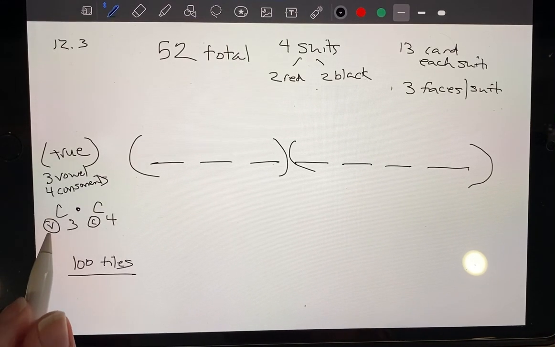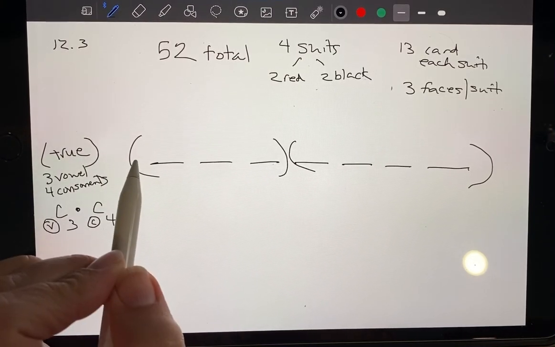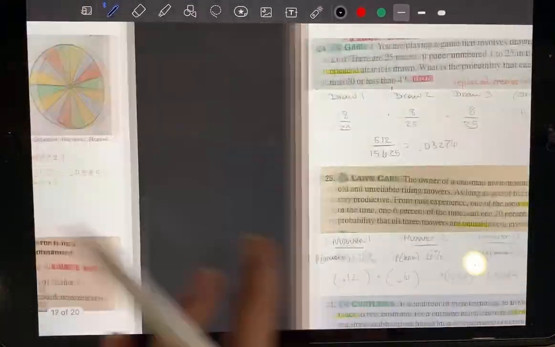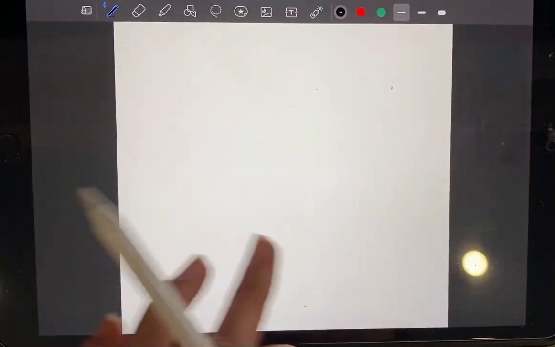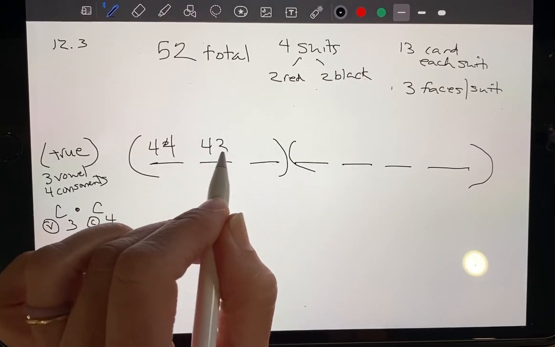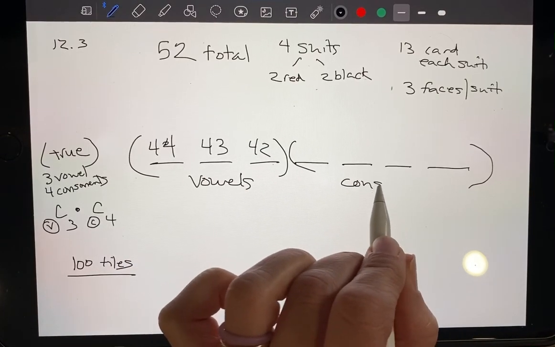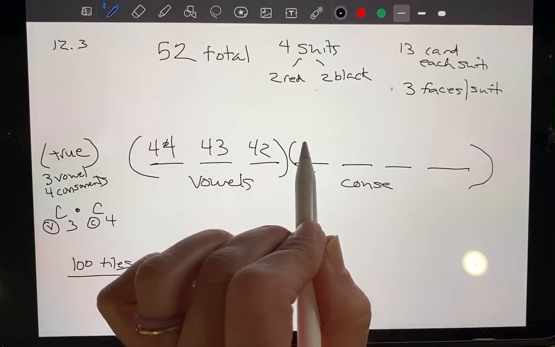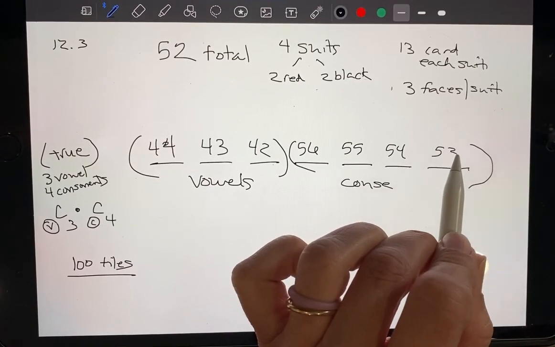So when we are doing our vowels, when we draw the first vowel, I think it is, let's see if I can look at it real quick. Let's see what our numbers are. We have 44 vowels and 54 of the other. Okay. So we would have 44 would be the highest, then 43, then 42. That would give us our vowels. Our consonants, we have 56, then 55, 54, then 53. Okay.